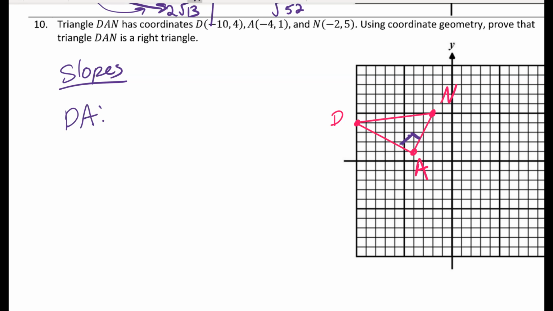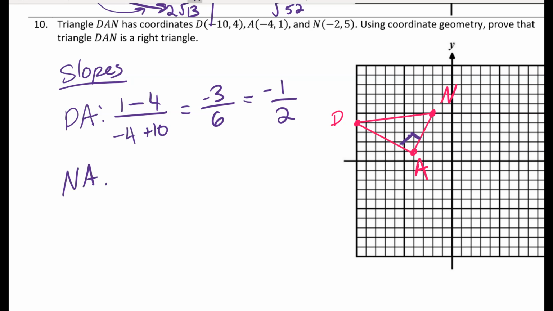So I sketched the picture to see that DA looks like it could be perpendicular to NA, so I'm going to try to show that here using my slope formula. So I'm going to subtract y2 minus y1 over x2 minus x1. I get negative 3/6, which simplifies to negative 1/2. So if this is perpendicular to NA, I'm going to want to get 2 for my slope for NA.